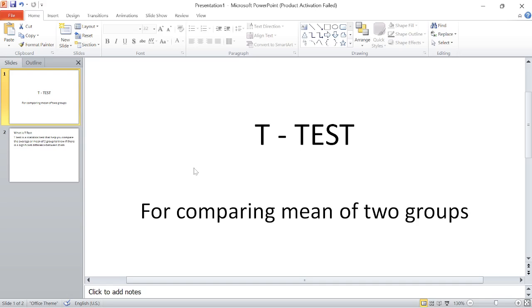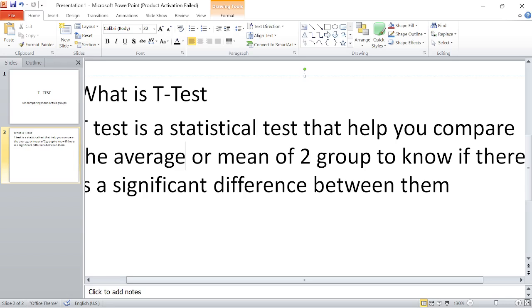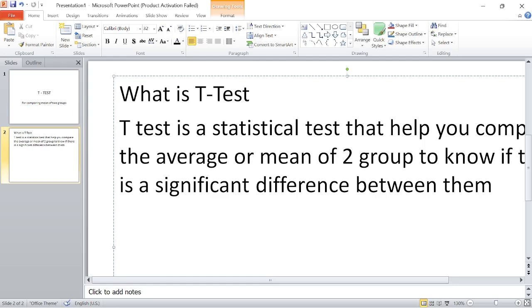The t-test is mainly used for comparing the means of two groups in order to see if there is a significant difference between their mean or the average. I will quickly let you get one or two things about mean. So the t-test is a statistical test that helps you compare the average or mean of two groups to know if there is a difference between them.